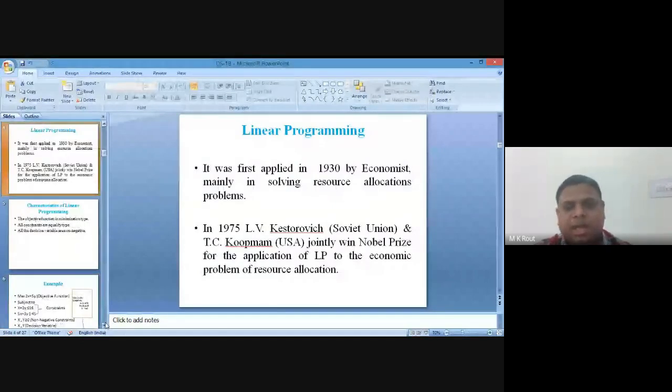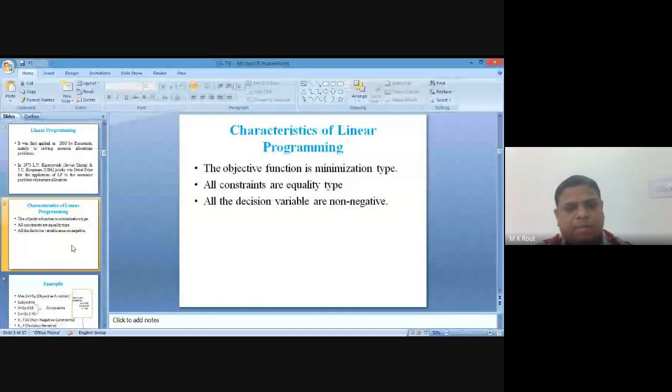So these are the characteristics of linear programming problem. The first one is objective function is maximize type. The next is all constraints are equality type, and all decision variables are non-negative. I repeat, the objective function is maximize. That is, for example, maximize the profit. This is the objective function of any kind of industry. That is why industries are called profit-making organizations or profit-maximizing organizations.